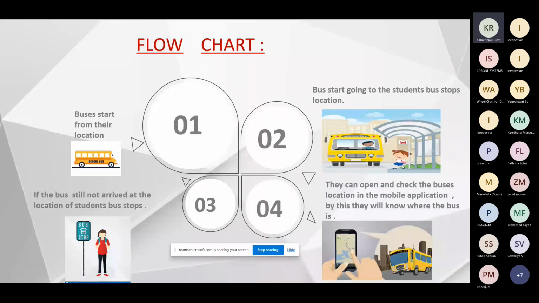Let us go with the flowchart. As we are students, we all know how the college bus comes early in the morning, and how the students board the bus. So this is the basic flowchart. Buses start from their location, students will be waiting at their stops, and buses start going to their stops. And if the bus has not arrived, what's the problem? Then our device gives the solution: they can operate the mobile application and know the bus location. And let us go to the block diagram.